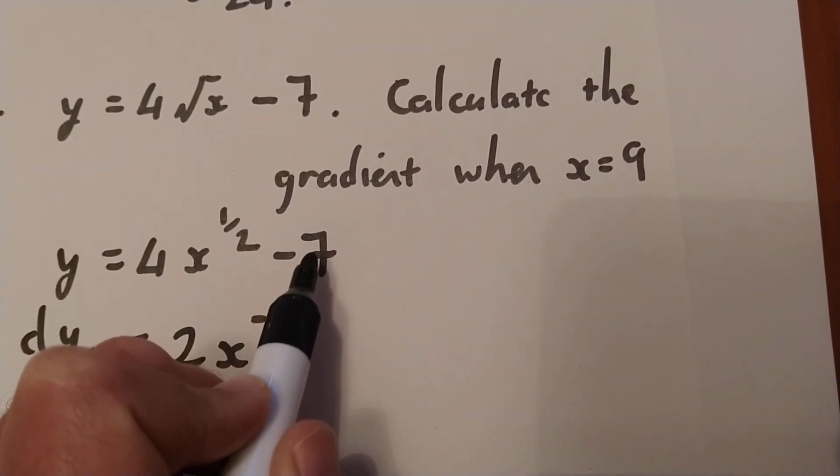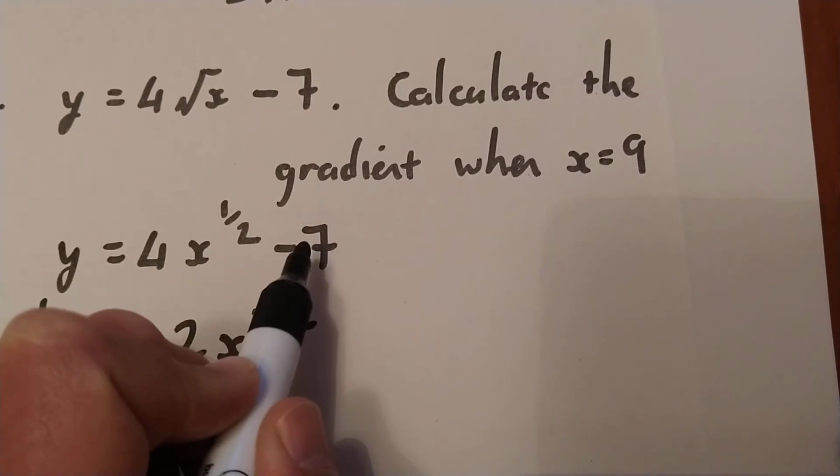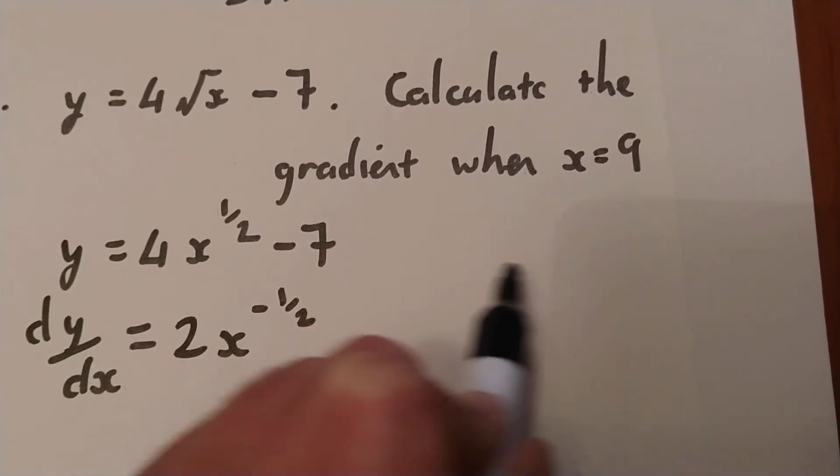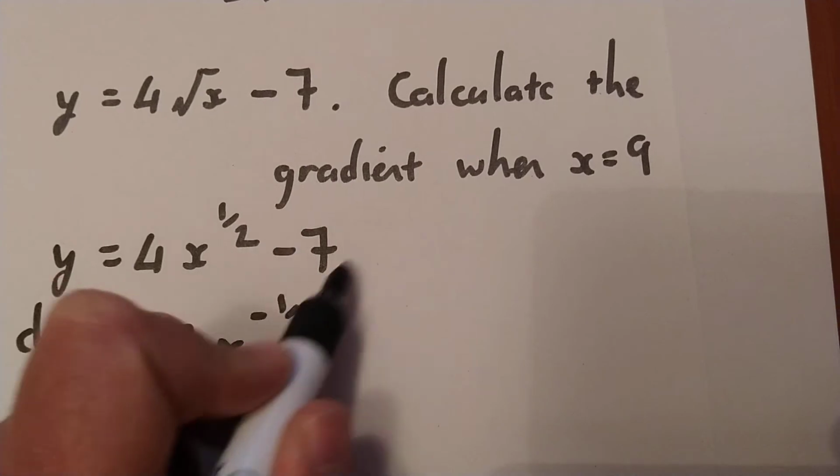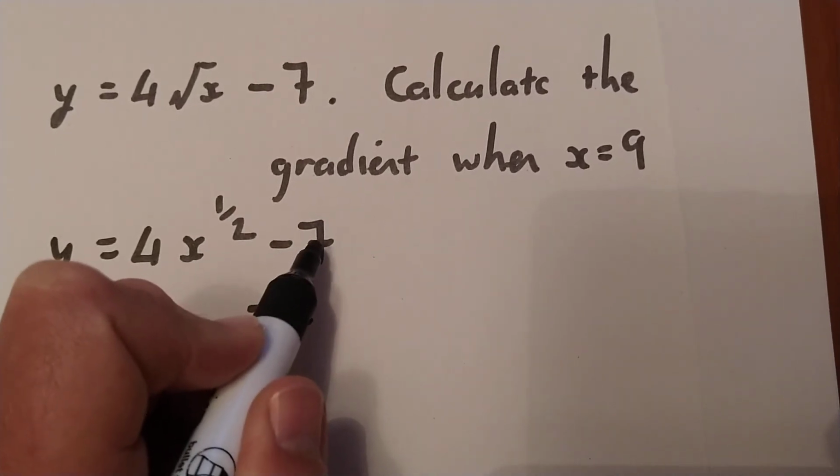That makes sense. If I had a graph that just said y equals negative 7, remember that's a horizontal line. The gradient would be 0. So for a constant number, the gradient is 0 always.